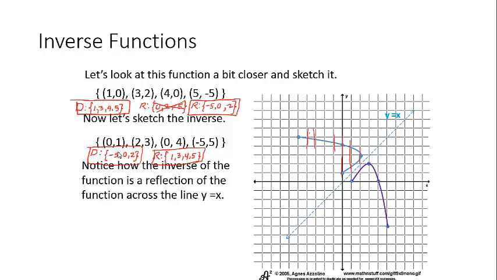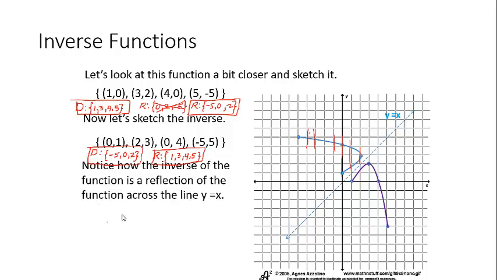So that is expected to happen since we switched the coordinates, right? So the x values are now the y values, and the y values are now the x values. That tells me that the domain is now the range, and the range is now the domain. So this is something particular that happens when we look for inverses: the domain of the original function will become the range of the inverse, and the range of the original function becomes the domain of the inverse.